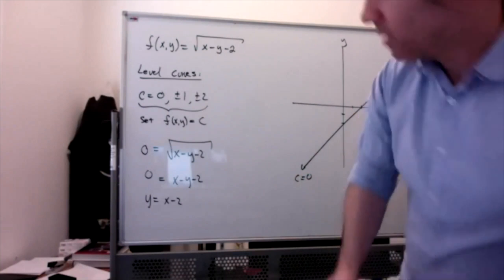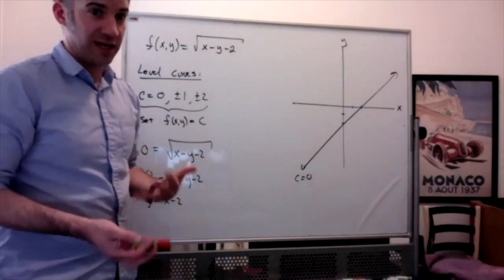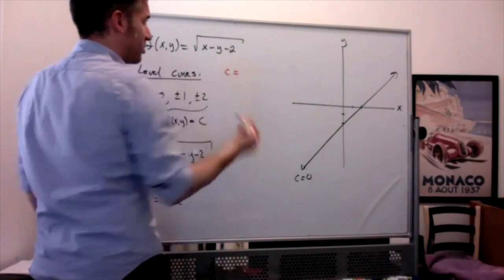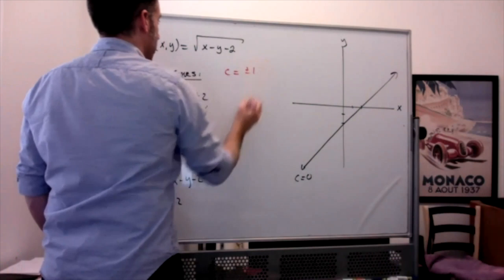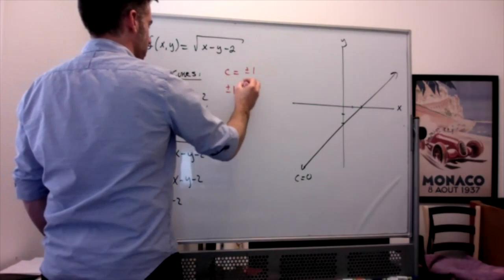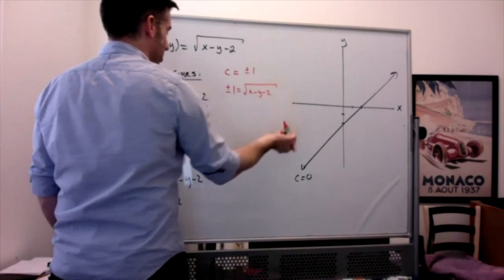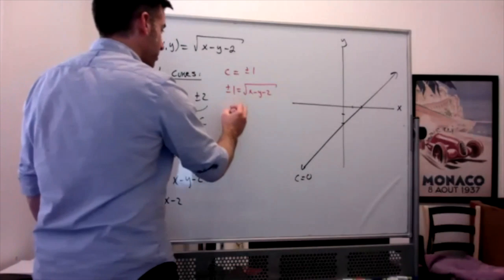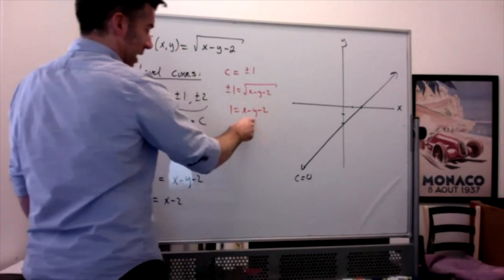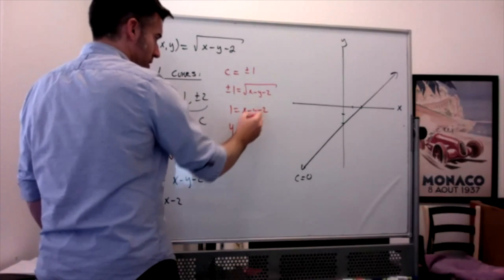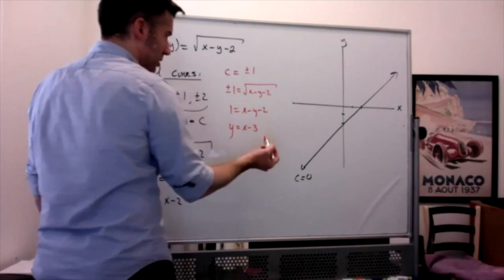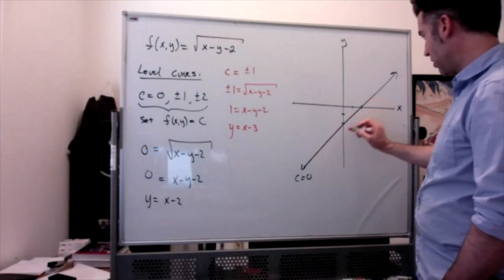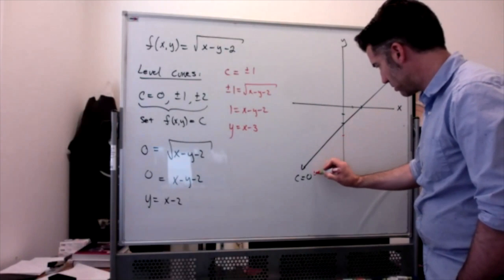And now, you might already notice it's going to be kind of annoying to keep doing this, right? If we say, okay, now I'm going to say c equal to, let's just group plus or minus 1 together. So I've got plus or minus 1 equal to the square root of x minus y minus 2. I'm going to square both sides. Plus or minus 1 squared is going to be positive 1. And then I'm going to add y. I'm also going to subtract 1. We get y equal to x minus 3. Okay, so y equal to x minus 3. That's going to be down 1 more. So it's going to look like this.